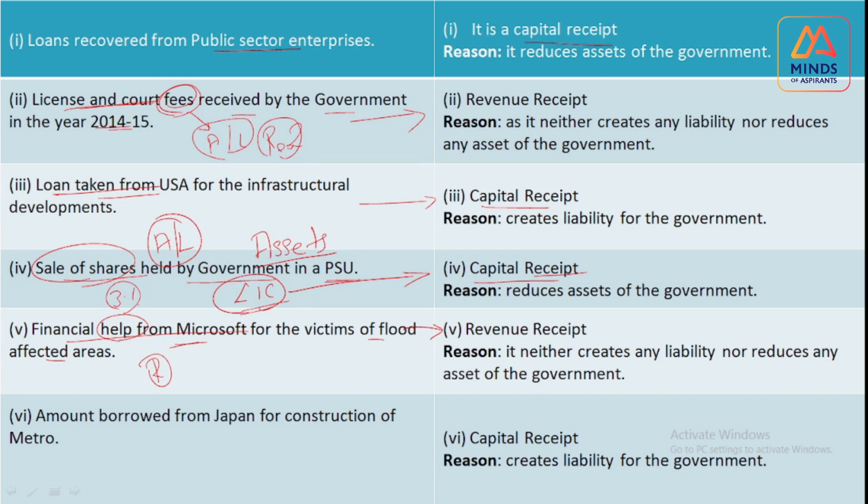Right. Then the last one, the amount borrowed from Japan for construction of metro projects. Obviously, Japan is financing the construction of metros, which means it is investing in an infrastructure development project, which creates a liability for the government. So obviously it comes under capital receipts.